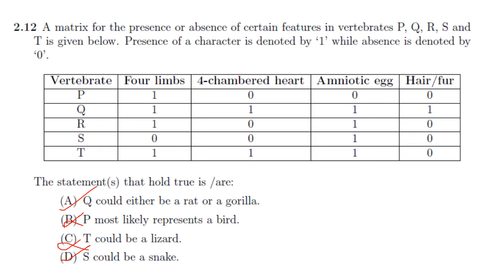Then next one, S could be a snake. Vertebrate, 4 limbs 0, 4-chambered heart 0, amniotic egg is there and hair or fur is absent. So S could be a snake. So the answer is options A and D.